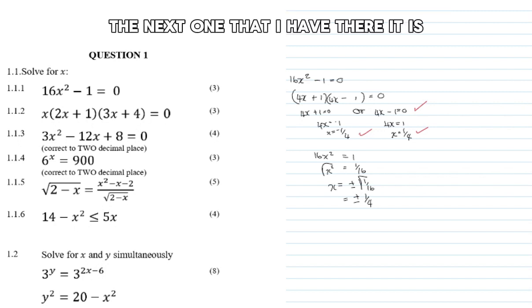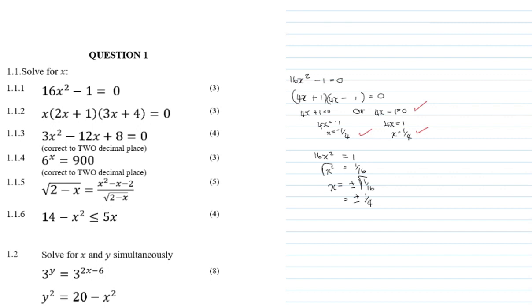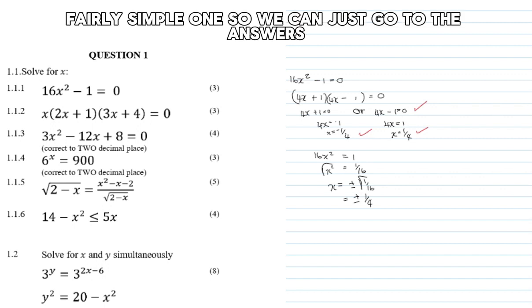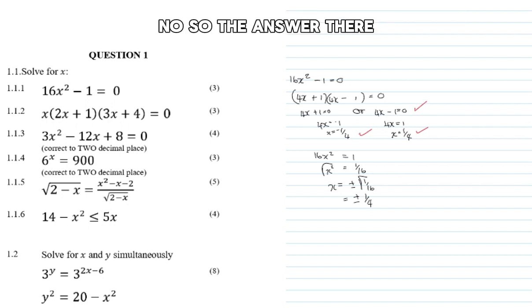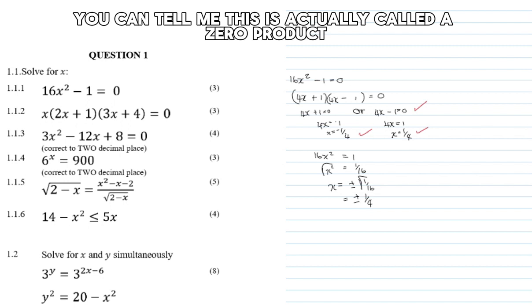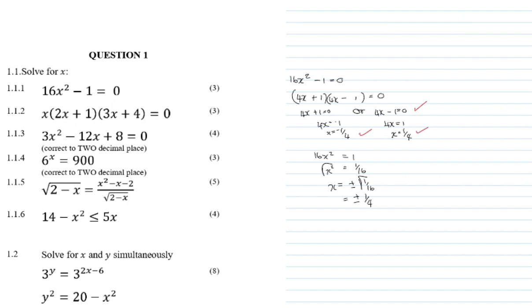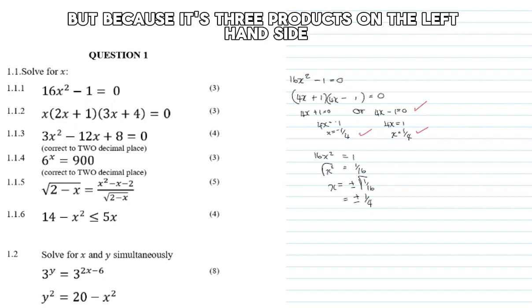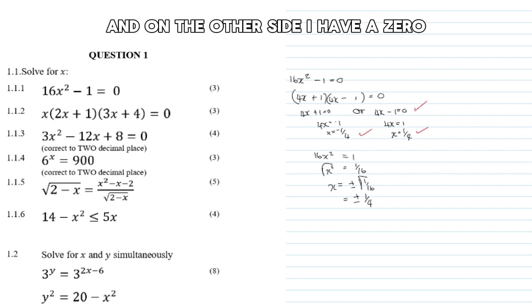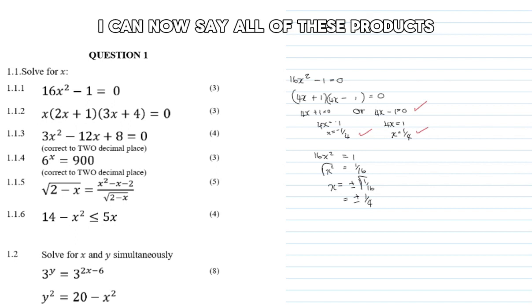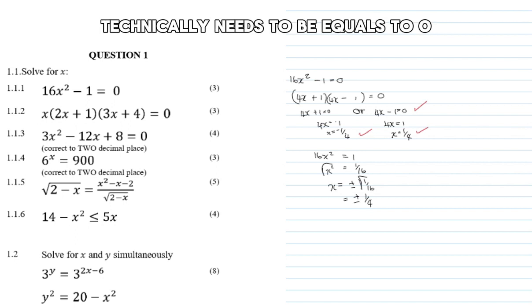The next one that I have there is fairly simple, so we can just go to the answers. The answer there, this is what we call, you can tell me, this is actually called a zero product. Now, if there was a number on the other side, I couldn't have done this. But because it's 3 products on the left-hand side, and on the other side I have a 0, I can now say all of these products technically need to be equal to 0. So I have 3 marks that I can get.